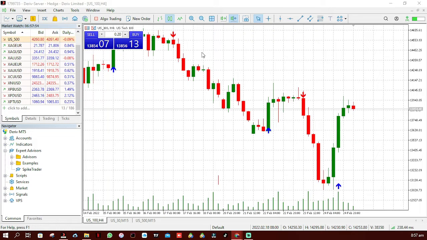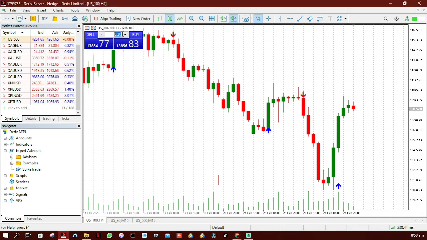So a standard lot size is equivalent to 100,000 units of the base currency in your forex trade. So the higher the lot size, the more money you can make and the more money you can lose. But if your account is low on funds, you cannot be allowed to use a large lot size.